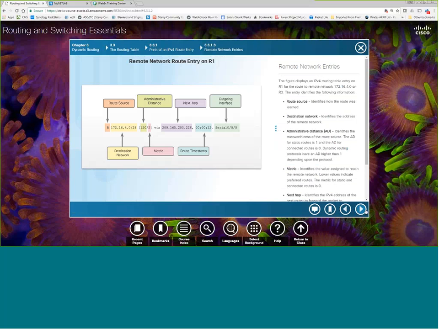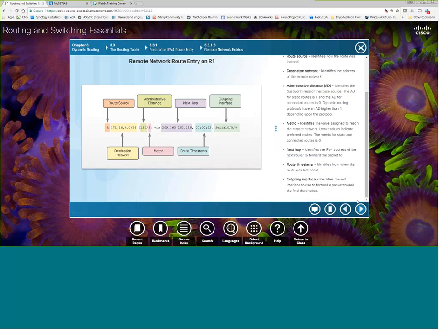Good to know that. If it's a remote entry, it's the source, destination network. The AD is in the first part of the brackets. The metric is the second part of the brackets, then where your next hop is, how long you've known about the route, and then the outgoing interface. Okay, so that's how a route table for a remote entry looks inside the route table.